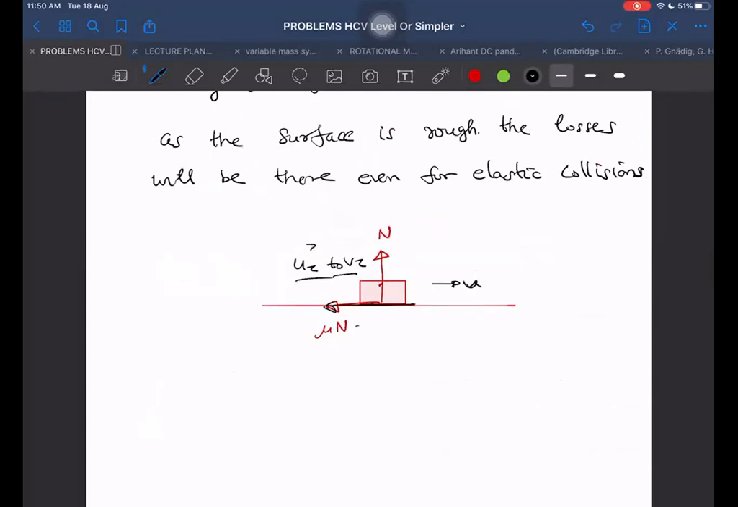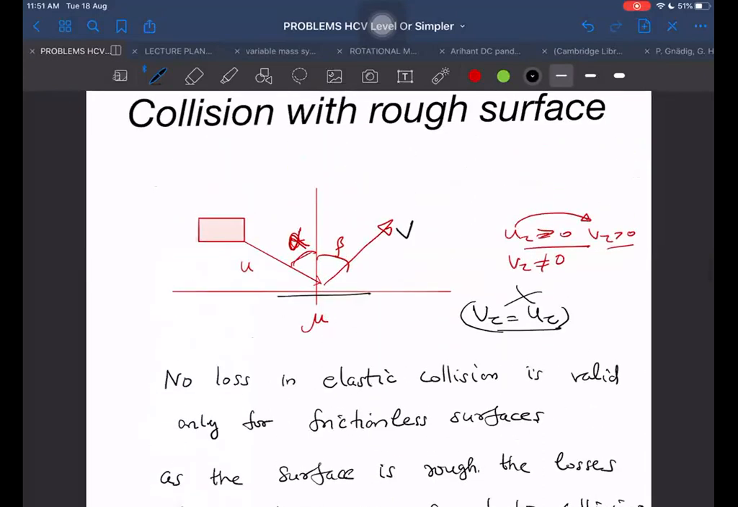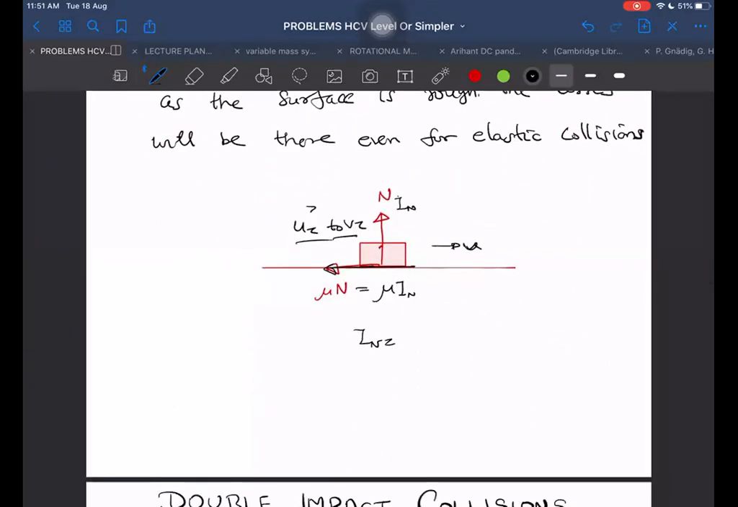What will be the impulse? Impulse will become mu into I due to normal. If impulse due to normal is I n, then this impulse will be mu into I n. What is impulse due to normal? Impulse due to normal will be just equal to the change in momentum along the y-axis. That will be equal to, what will be that?